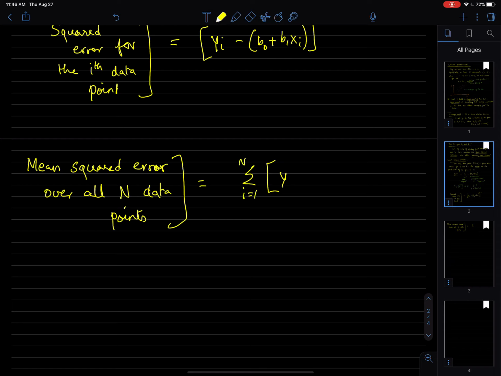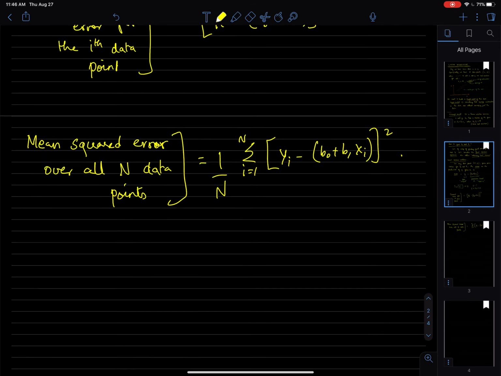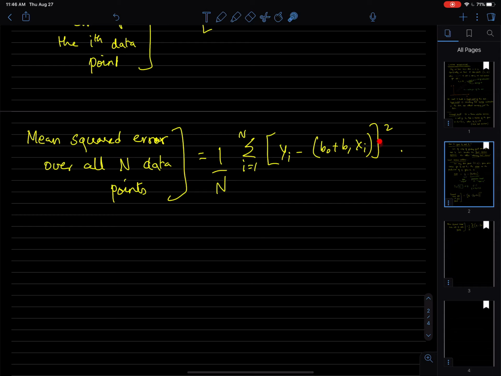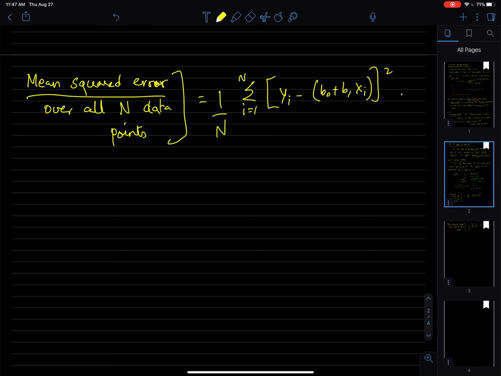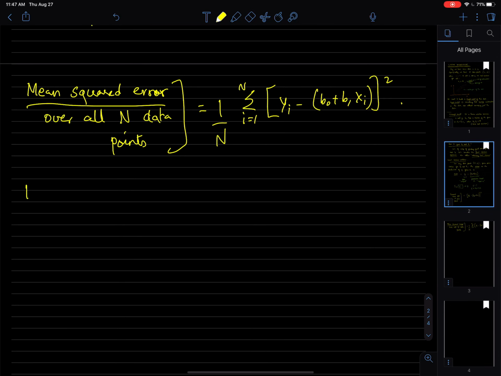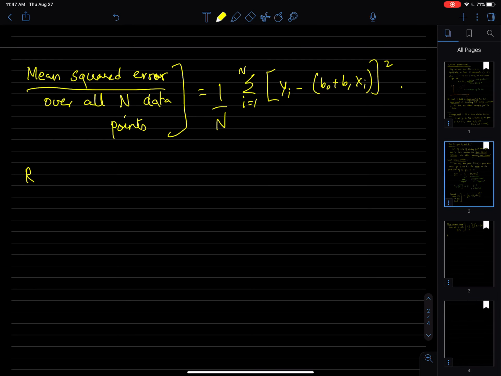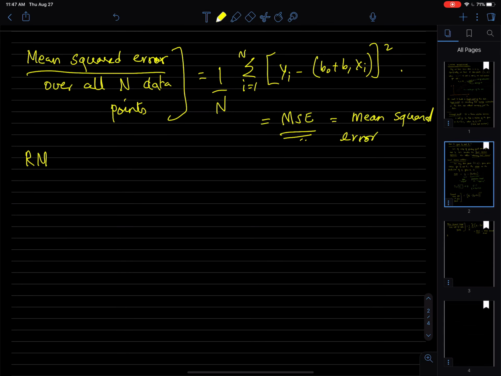Sum for i equals 1 to n, (yi minus (b0 plus b1 xi)) whole square, the whole thing divided by n, gives the mean squared error. It's the mean of all the squared errors. That's what mean squared error means. Sometimes we might define a quantity called root mean squared error. The mean squared error is often contracted as MSE. And sometimes people use root mean squared error, which is the square root of the mean squared error.